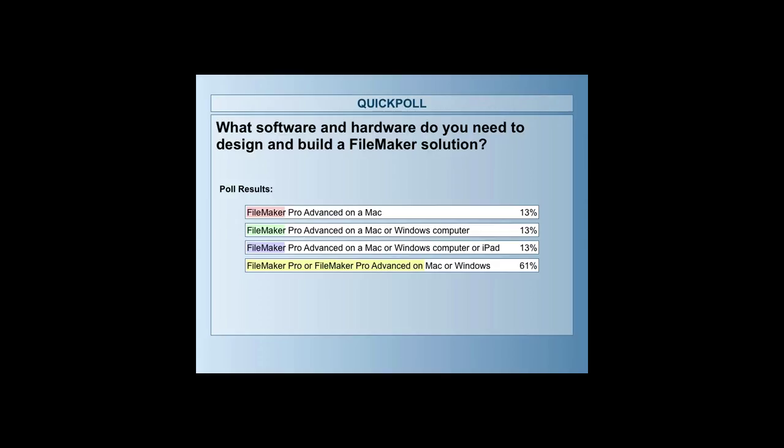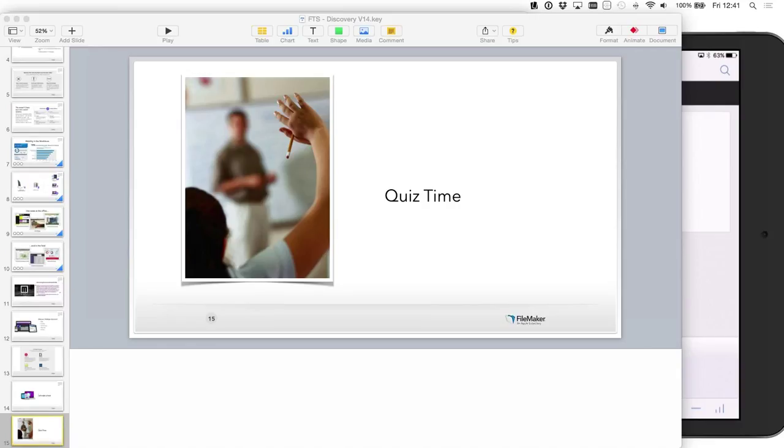So which software and hardware do you need to design and build a FileMaker custom app? Okay, thank you for those. I'll just close that poll now and show those results. So yes, you can use FileMaker Pro or Pro Advanced on a Mac or Windows machine. So any of the desktop machines really.